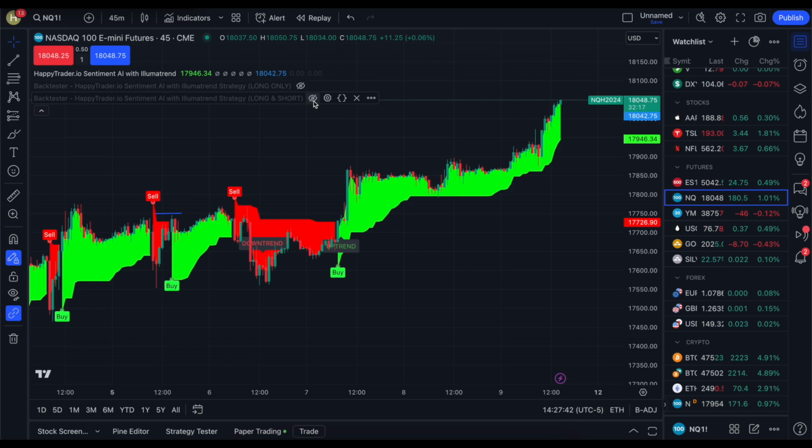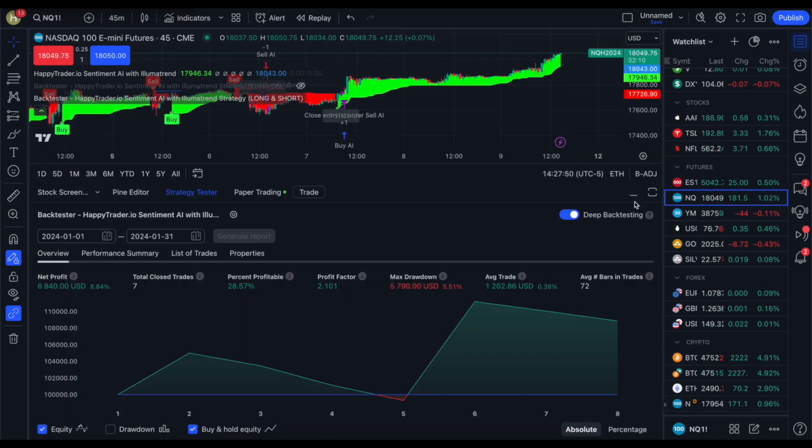So the first thing we're going to do is look at the long and short. So what happens if you try to short this market, but also go long the market using our signals, right? We're going to go ahead and just look at that, and we'll pull it up.